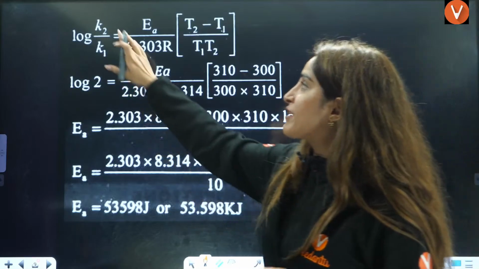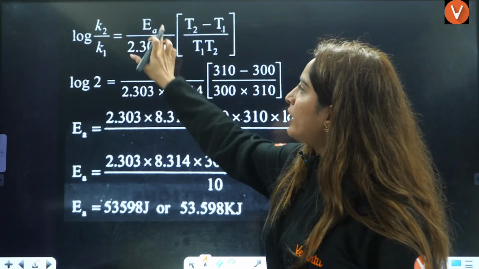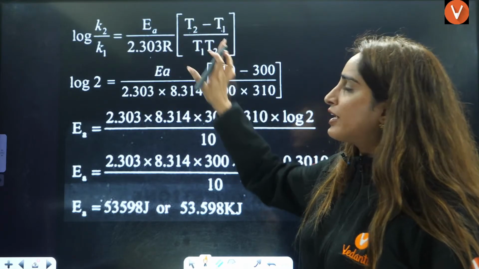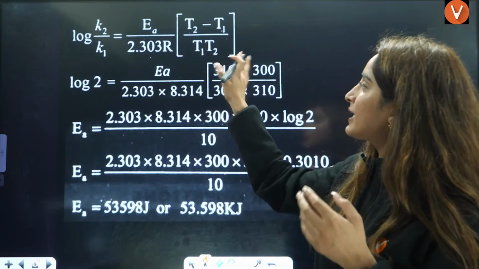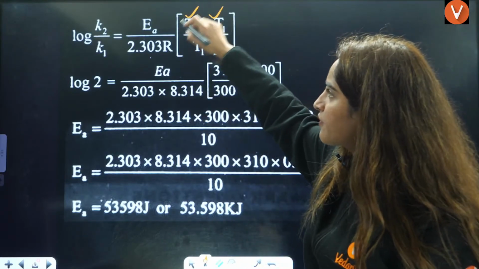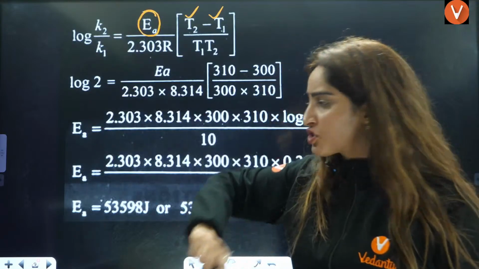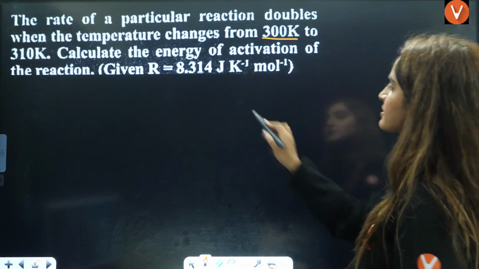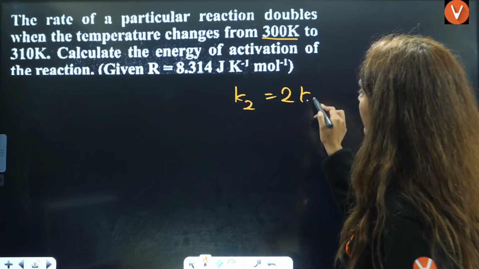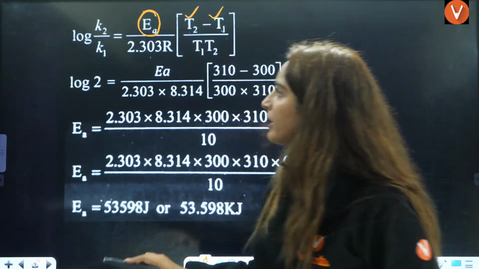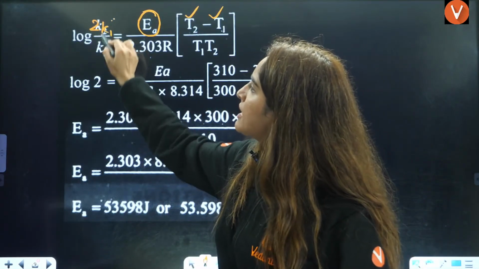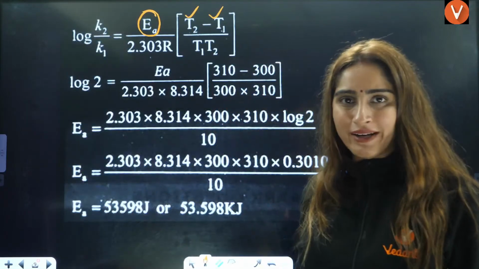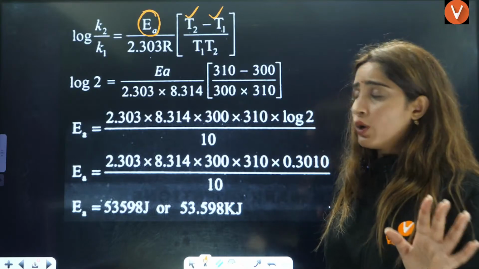That is log of K2 by K1 equals Ea by 2.303 R, that is gas constant, into T2 minus T1 divided by T1 into T2. Now both the temperatures are given to you. This is given, this is given. They are asking you activation energy. Now here they have given us that rate constant doubles. That means K2 is equal to 2 of K1, right? So if you put the value here, this is 2 of K1. K1 will cancel. It will become log of 2, right? So log of 2 is nothing but 0.301. That value you should know, right?